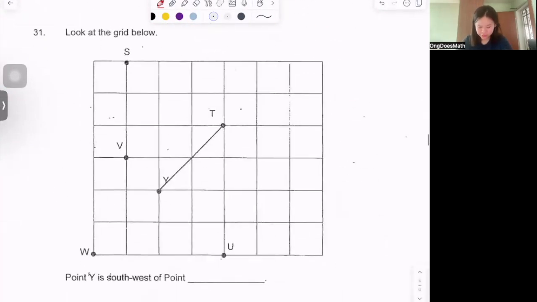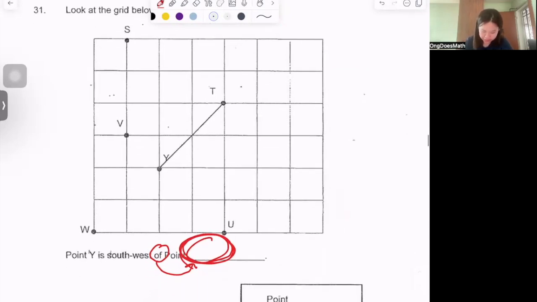Next, look at the grid below. Point Y is southwest of point something, right? So the compass has to be placed on this character, whichever character you put here. So Y is here. If I put my compass here, it'll be north, it'll be south, it'll be east, it'll be west. So southwest will be somewhere here, right? Southwest means in between of south and west, which means that point Y is southwest of point T.